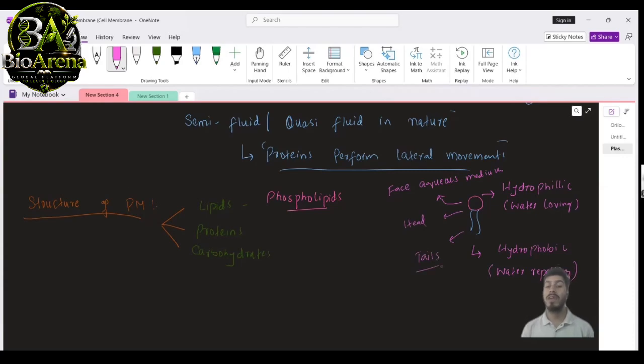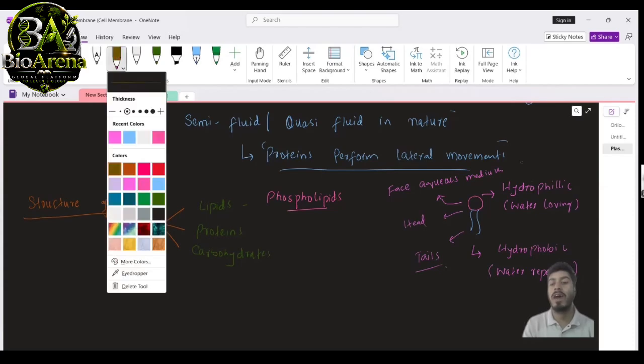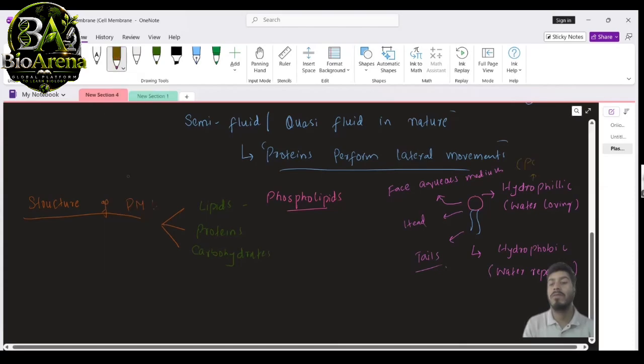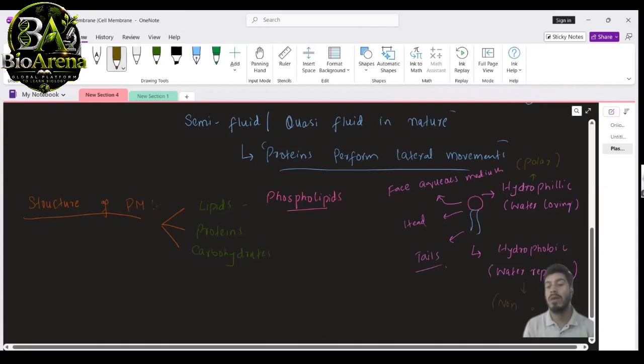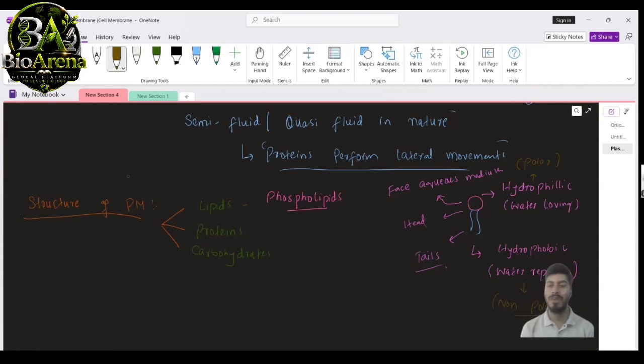Another thing about the head is that it is polar in nature. This you have to remember also. The head is hydrophilic, but also polar. And the tails are hydrophobic and also non-polar. So this is about the phospholipids. Remember, the head is hydrophilic and the tails are hydrophobic, meaning they repel the water. They are afraid of water. And hydrophilic means water loving. That is why the heads are towards the outer side.